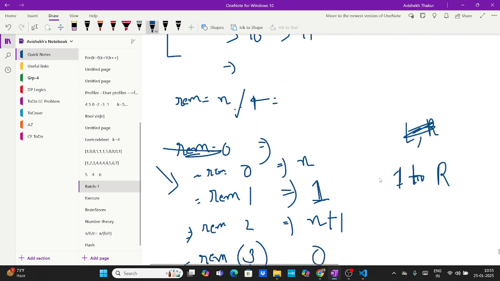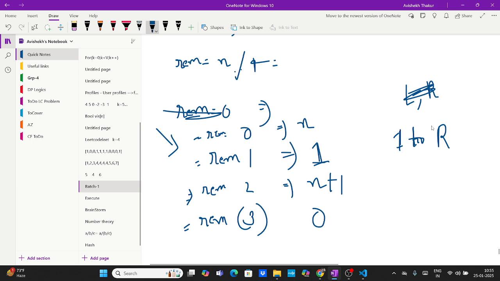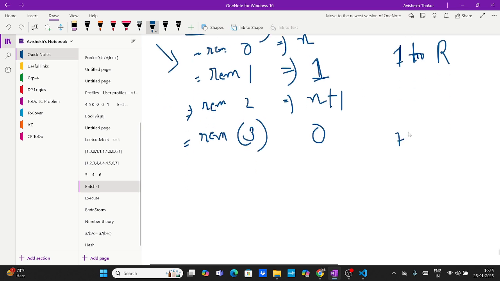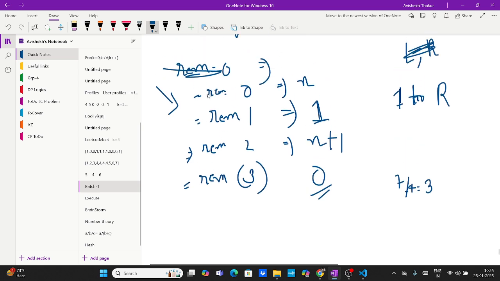So we just saw the formula. If R is 7, 7 modulo 4 is 3. The answer will always be 0 only, right? So why do you need a for loop? You don't need a for loop, correct? You just take the remainder with 4. It's just like an if statement, right? Yeah, it's an if statement. That's all. We want only that seventh element.